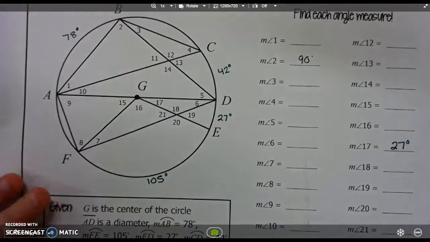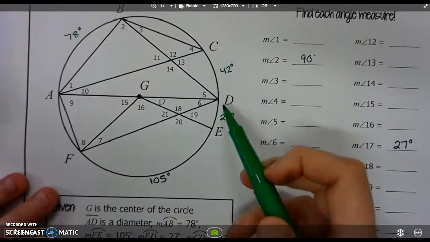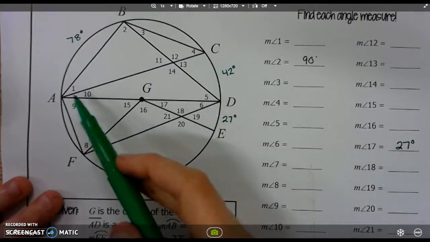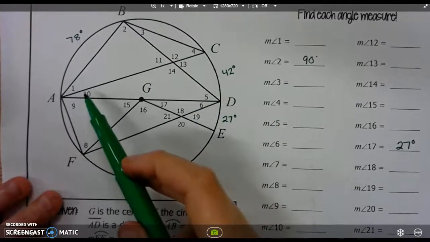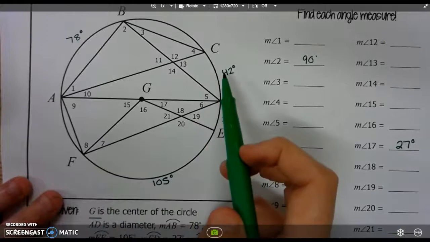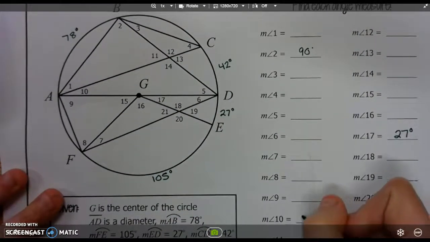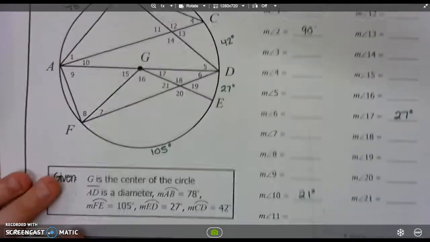Let's look for a couple inscribed. Let's look at this 42, CD. So let's go down here. 10 opens up to 42. 10 is inscribed, so it's going to be half of that, right? So 10 is 21, half of 42.